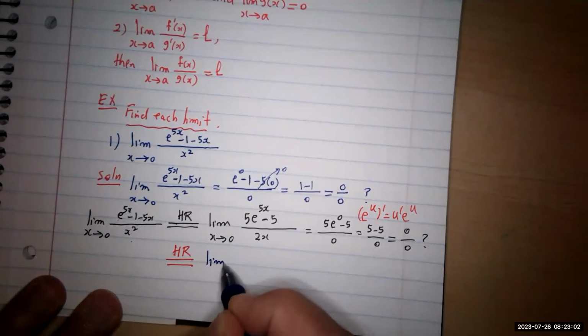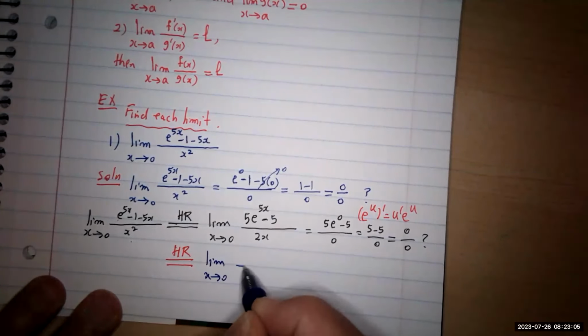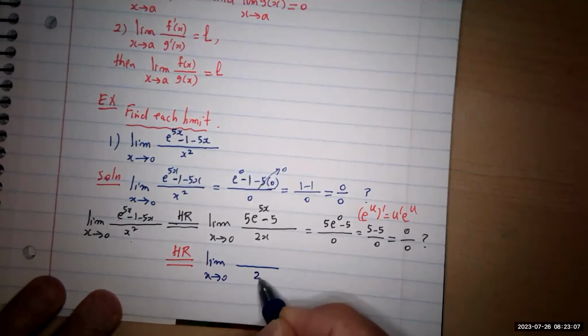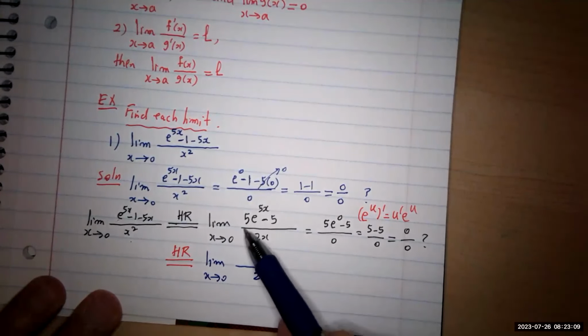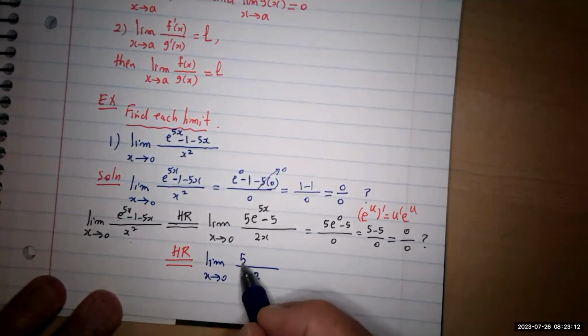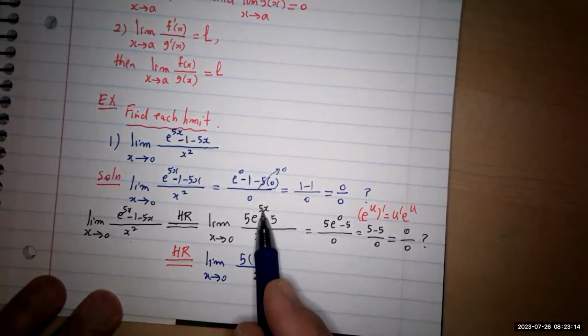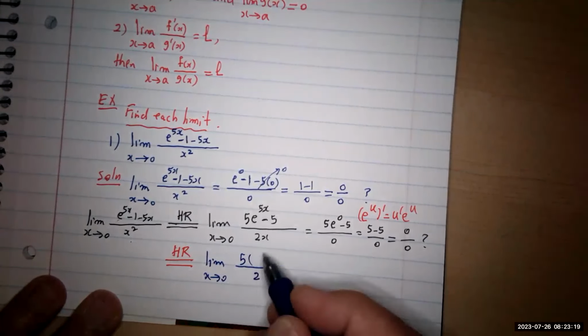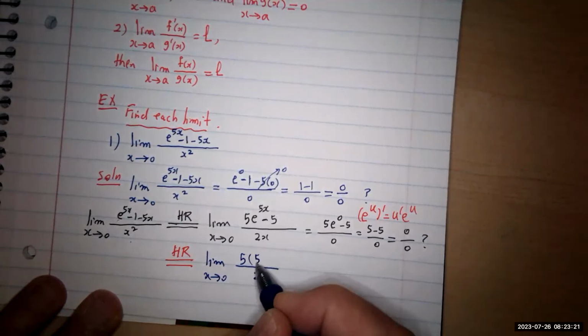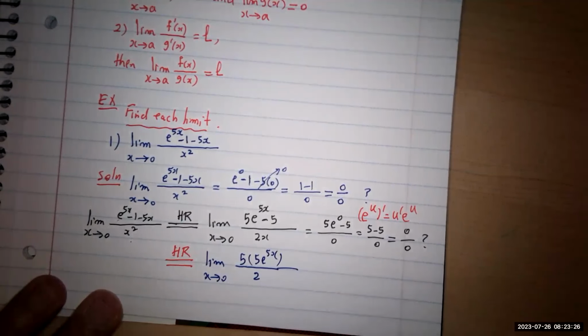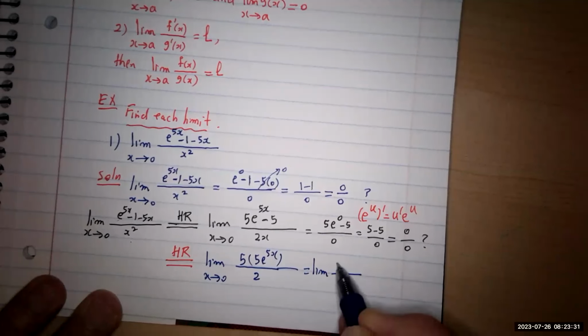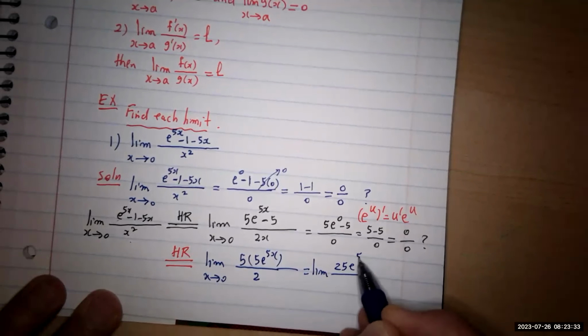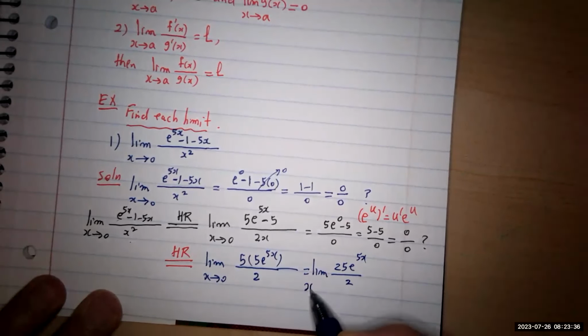It's going to be the limit as x goes to 0. The bottom, the derivative of 2x, would be 2. The top, again, 5 is a number, so it's going to be 5 times the derivative of e to the 5x. The derivative of e to the 5x, again, would be e to the 5x times 5. So it's going to be 5 e to the 5x again. The derivative of 5 is 0. 5 times 5 would be 25. So that gives a limit of 25 e to the 5x over 2, as x goes to 0.